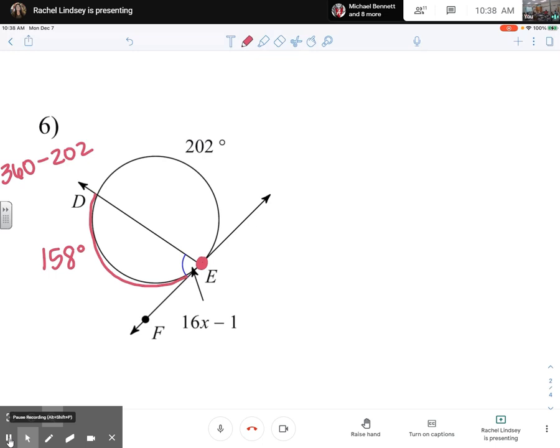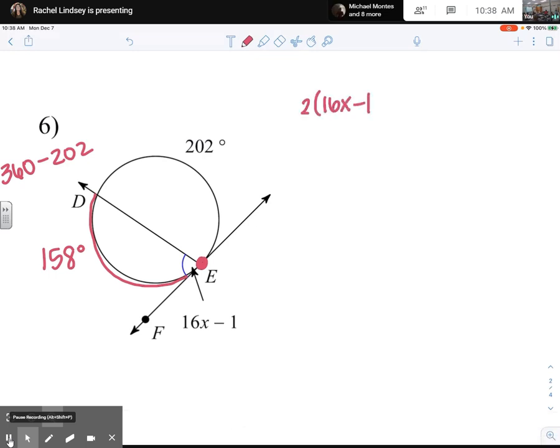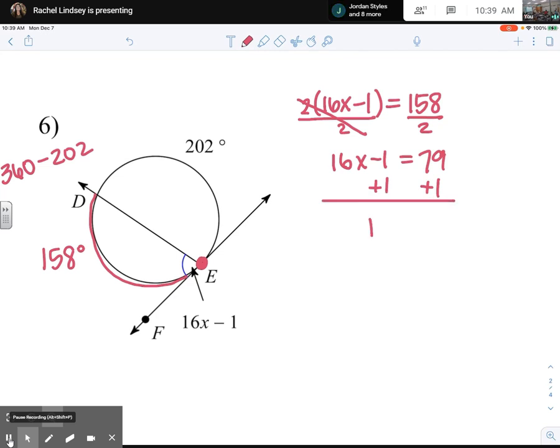Or I can just do 2 times my angle, 16x minus 1 equals my arc. So 2 times angle equals arc. If I want to move that 2 over, what can I do to both sides? I can divide. So I'd have 16x minus 1 equals whatever 158 divided by 2 is. 79. So add 1 to both sides. 16x equals 80. And what's 80 divided by 16? 5. Yep.